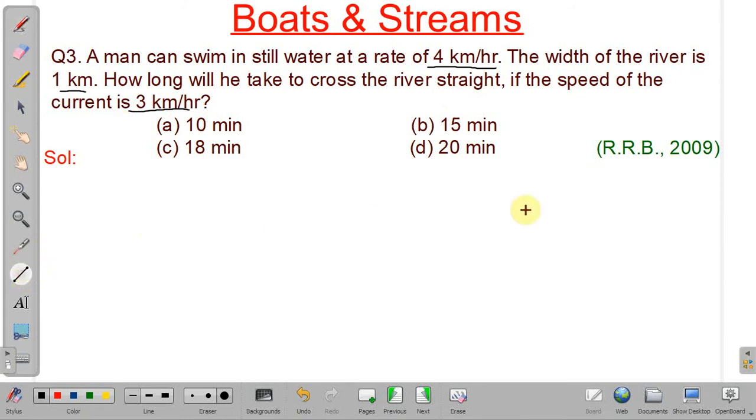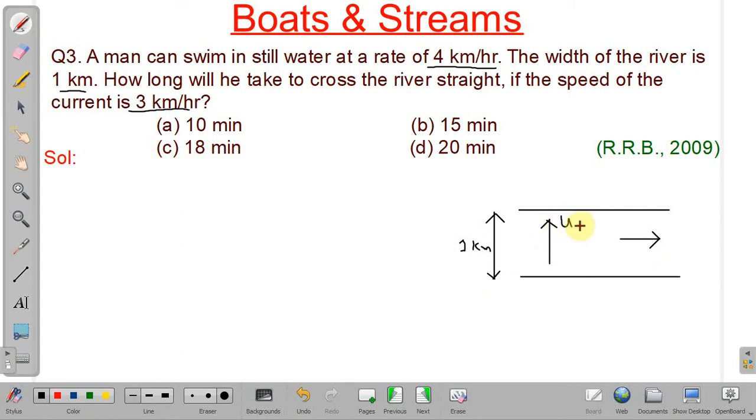Okay. So we will try to understand with the help of a sketch. Suppose this is your river, and river current is in this direction and man is swimming in this direction. Okay. The width of the river is given x kilometer, 1 kilometer is given. Okay, and suppose u is speed of swimming in still water and it is equal to 4 km per hour, and the speed of stream is v and it is equal to 3 km per hour.